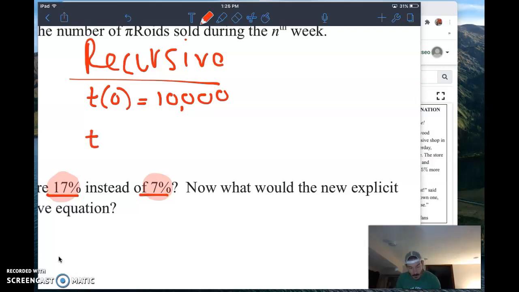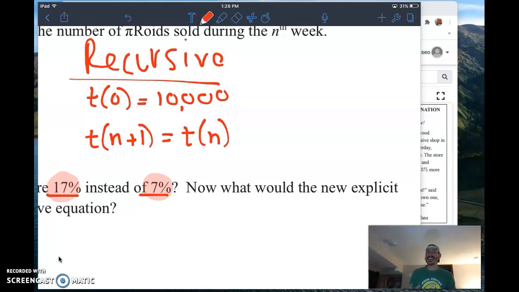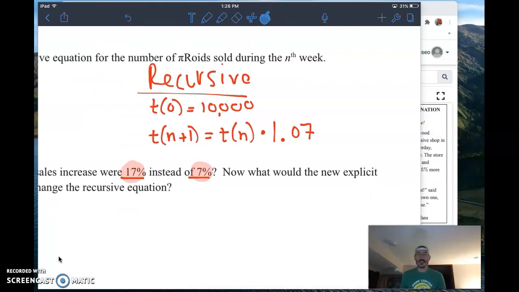Well, the recursive part actually is not too bad. To get the nth plus 1 term, the term after the nth, we're going to take the nth, so t of n, and multiply by that growth factor. Here's where we got to consider this. They said 7% more. So I'll start with 100%, add 7%, get 107%, convert to decimal, times 1.07. And that'll help me find the next week really quickly.